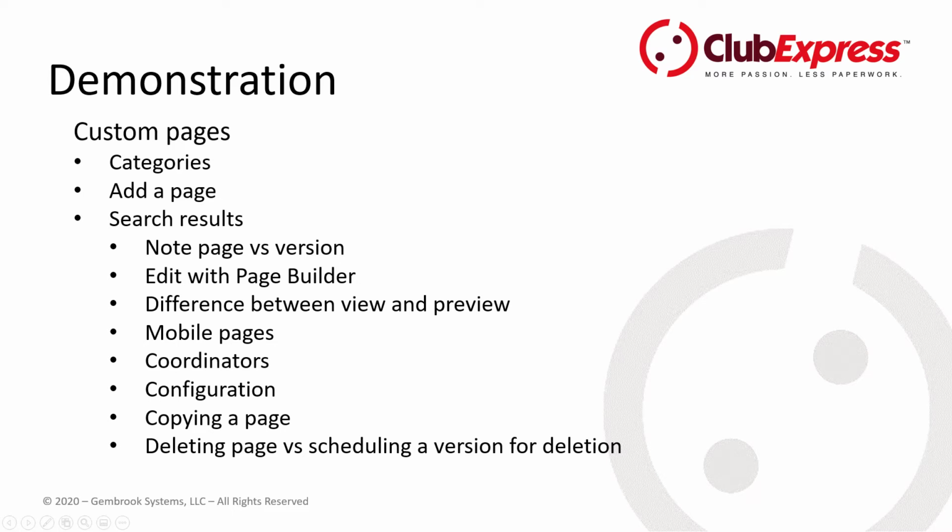First, we're going to talk about custom pages and managing them. And it starts with looking at categories. Then I'll very, very quickly add a page just to show you how that works. We'll look at then some of the search results, and we'll note some of the differences between looking at the results for a web page versus a version of a page. We'll show you how we edit a page with the page builder.